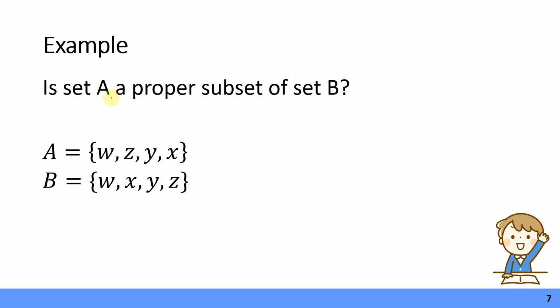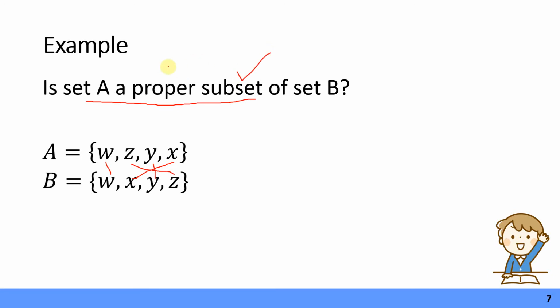Here we have two sets, right? Is set A a proper subset of set B? So like I told you, it has to meet two conditions. The first condition, it has to be a subset. So let's check. So there's a W here, there's a Z there, there's a Y there, and there's an X. So it meets the subset condition. It is a subset. We already checked.